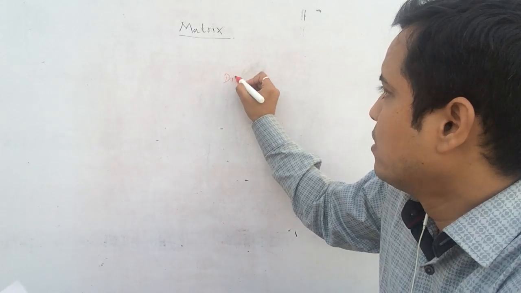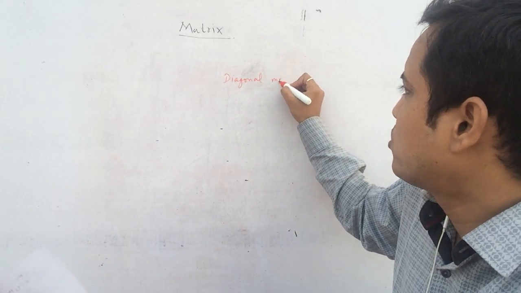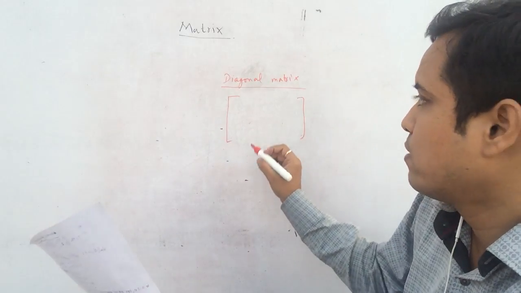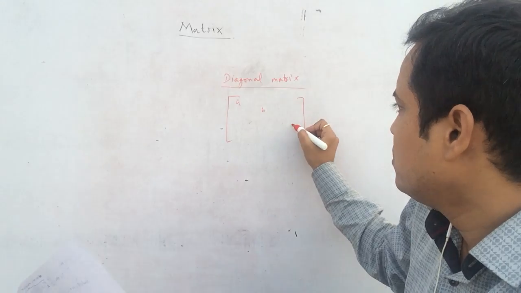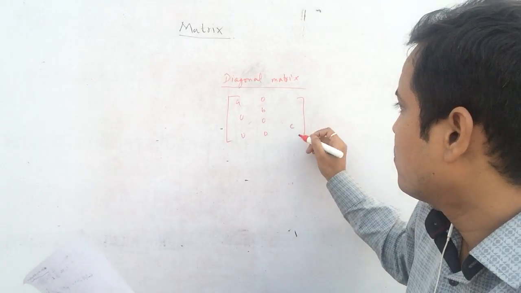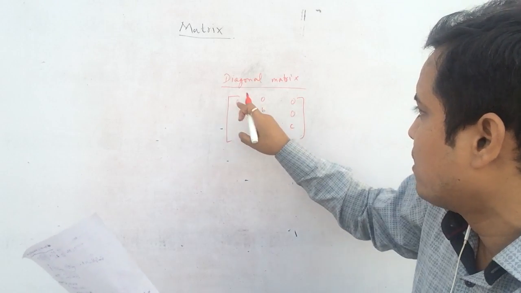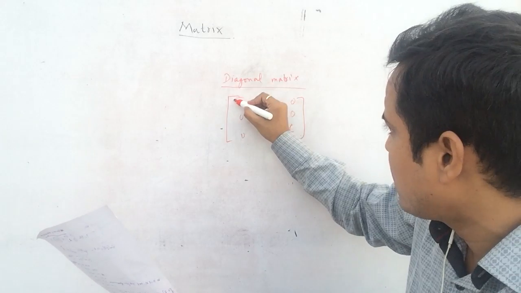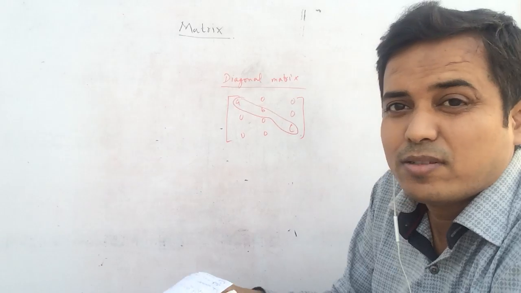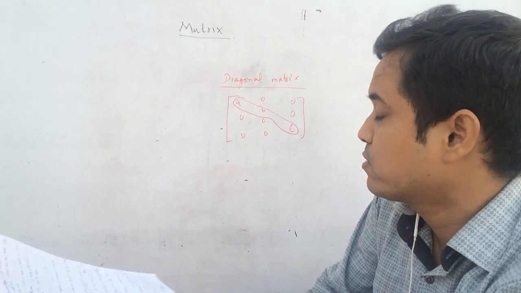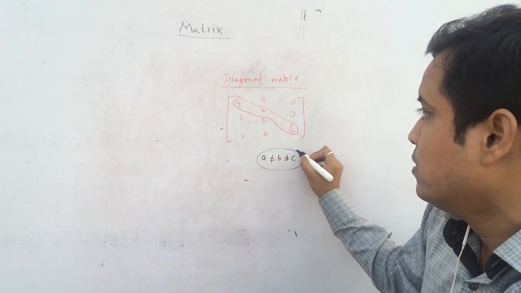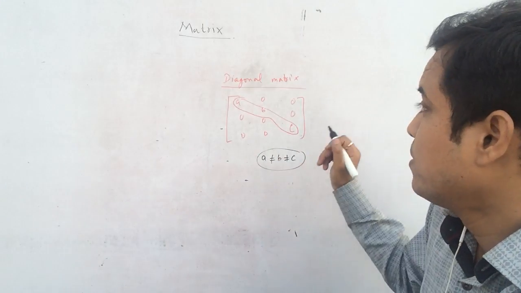Diagonal matrix, okay. Diagonal matrix, keep it in mind. Diagonal matrix means you see one thing in the diagonal, like A, B, C, okay, and all elements except the diagonal are 0. So in the diagonal you see A, B, C, and except the diagonal all the elements are 0 here. So it is called a diagonal matrix. And here you can say that A is not equal to B, is not equal to C. They are not equal. And what if they are equal?